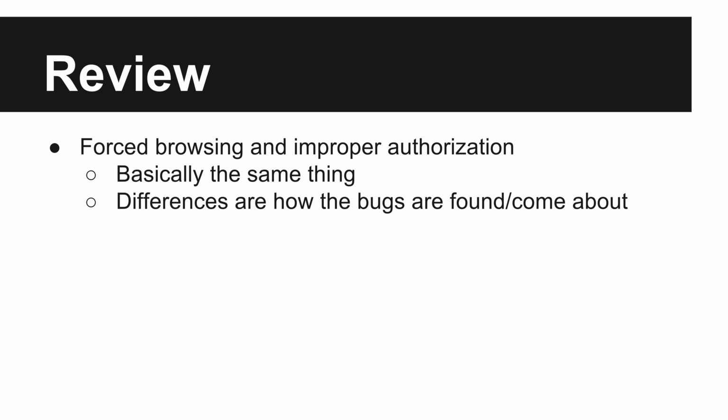Forced browsing and improper authorization. Basically the same thing. Feel free to call them auth-z or direct object reference, whatever you want. The differences are really just how the bugs come about. If it's enumerable, it's probably forced browsing.